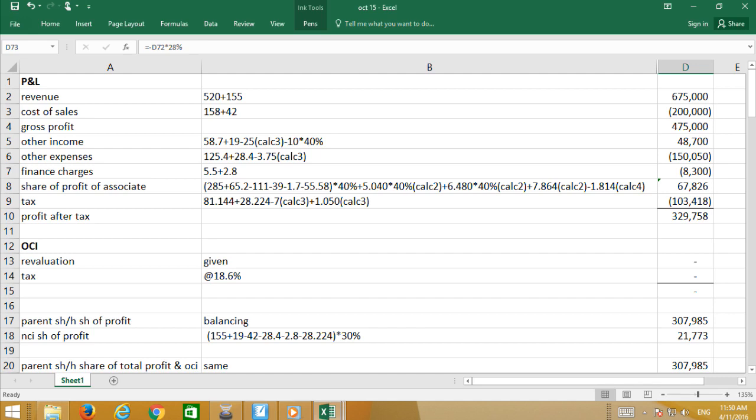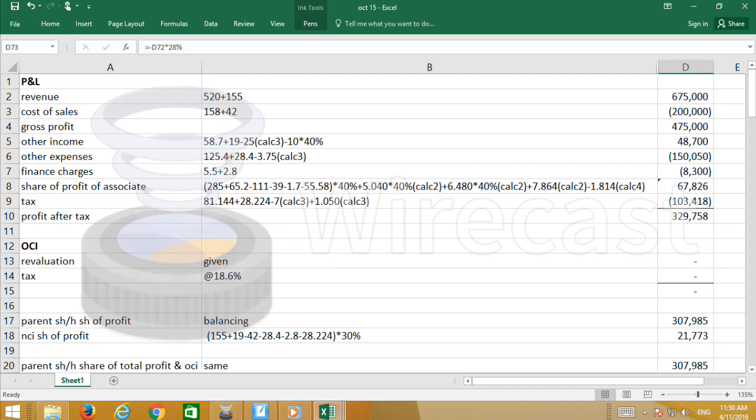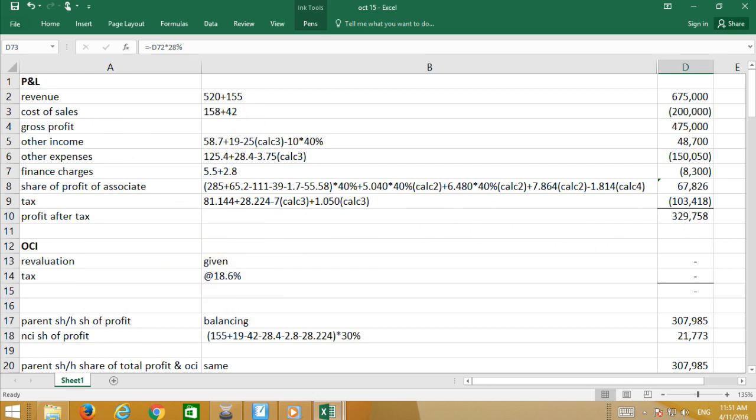What I have to do is work out NCI now. NCI was straightforward here. There were no adjustments to NCI. They didn't get any impairment share. There were no upstream transactions from the subsidiary. What else would cause NCI adjustments? Writing off goodwill, upstream transactions from a subsidiary. That's it, basically, isn't it? So we had none of that. So it's just all the sub numbers times 30%, and they get 21,773, and the parent gets the balance. It's just a balancing figure.